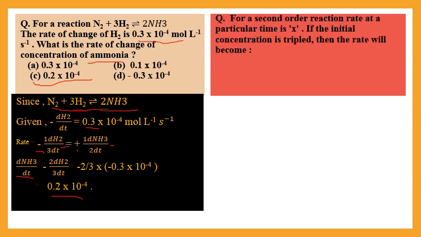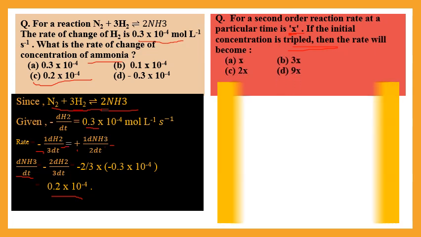Now the next question: for a second order reaction, the rate at a particular time is X. It is given that the reaction is second order and the value of rate is X. If the initial concentration is tripled, what will be the rate now? Four options are given here. Now let's check the answer.